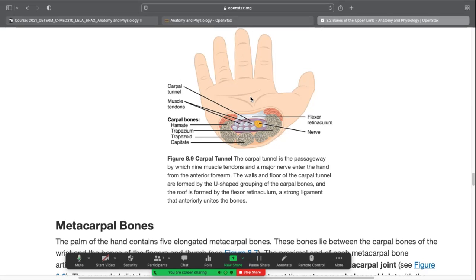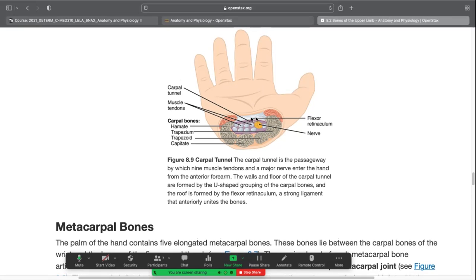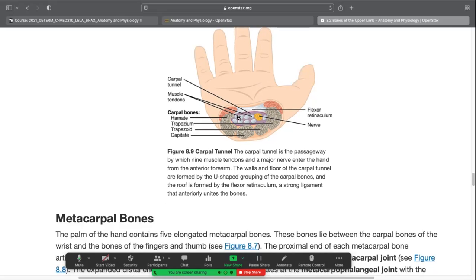And if it's the ulnar nerve, you're going to feel it in your pinky and your fourth digit, your ring finger. And if it's your radial nerve, you're going to feel it in your thumb, first and second digit. I mean, your thumb, second and third digit. Thumb, second and third digit. Okay. And hence the term carpal tunnel.